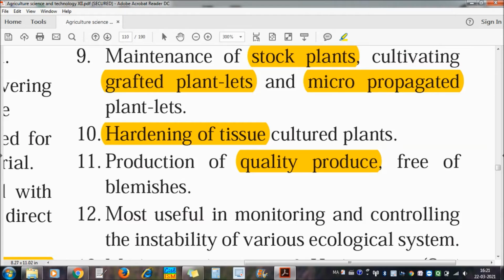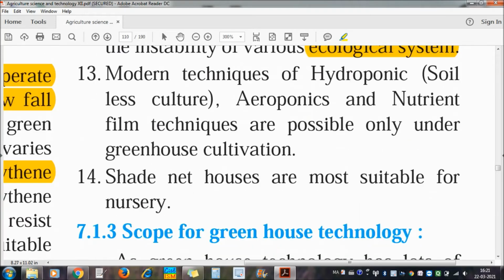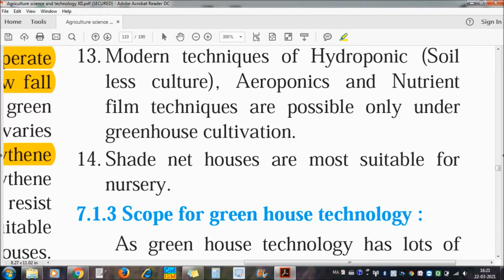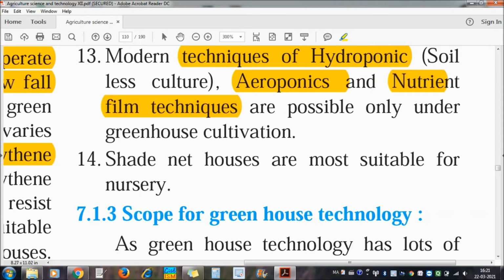Then there is a very useful monitoring and controlling of the ecological system. In fact, we cannot control the ecological system, but in the houses we can control the ecological or climatic factors. So this is a modern technique of hydroponic, aeroponic and nutrient film techniques. So these are three things. In hydroponic, it means the soil less culture, means without soil.